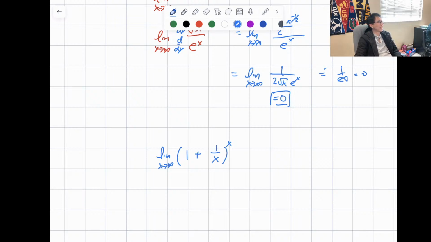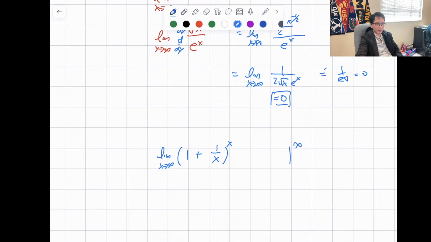Now, which kind of indeterminate form is this one? It's 1 to the infinity. Excellent choice. Is it one of the indeterminate forms?